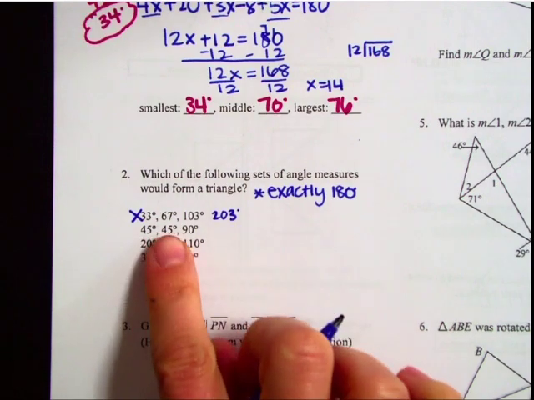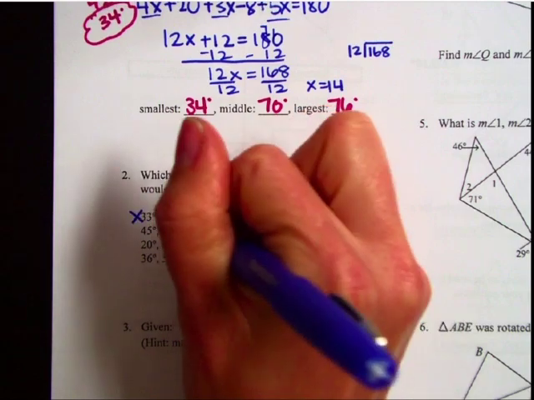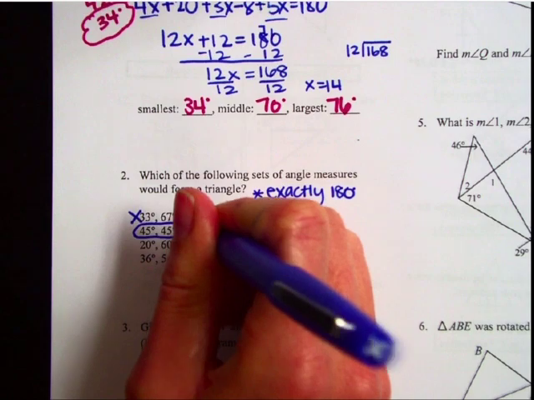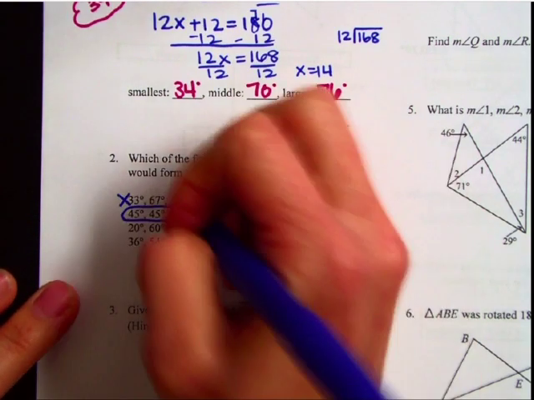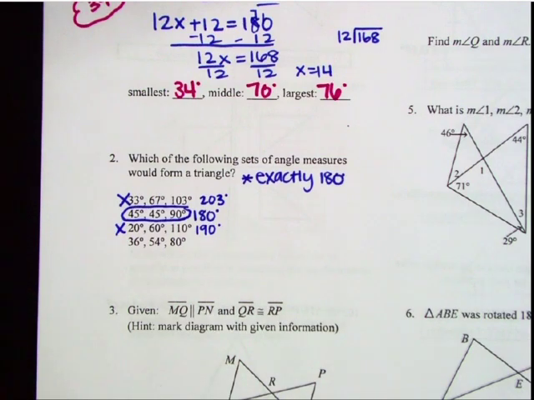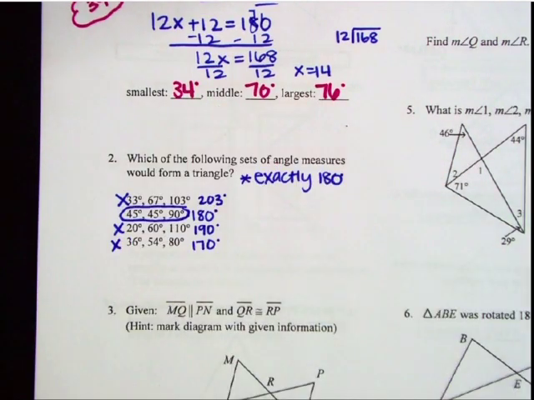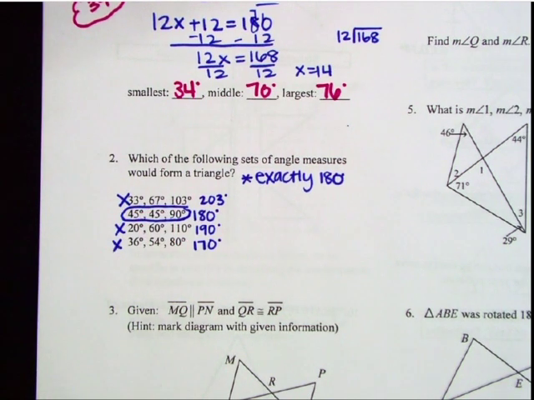Now let's try 45 plus 45 plus 90. If I added those together, that would give me exactly 180 degrees. So I'm going to go ahead and circle that set of numbers. That would work. And then I'm going to add 20 plus 60 plus 110. Adding those numbers together gives me 190 degrees, so that's not going to work. And then lastly, 36 plus 54 plus 80 degrees is 170 degrees, which does not work. So 45 degrees, 45, and 90, those do add to equal 180 degrees.